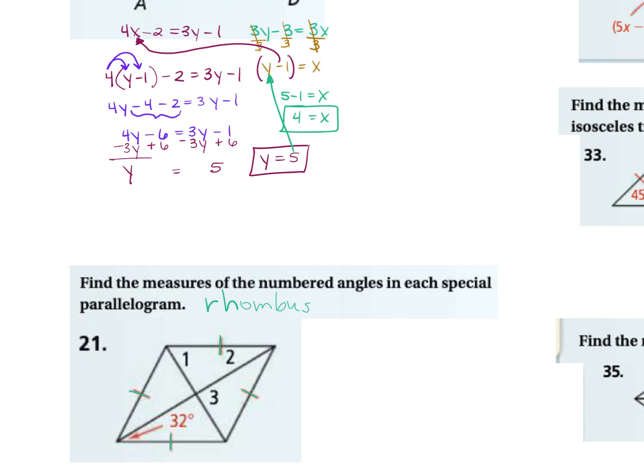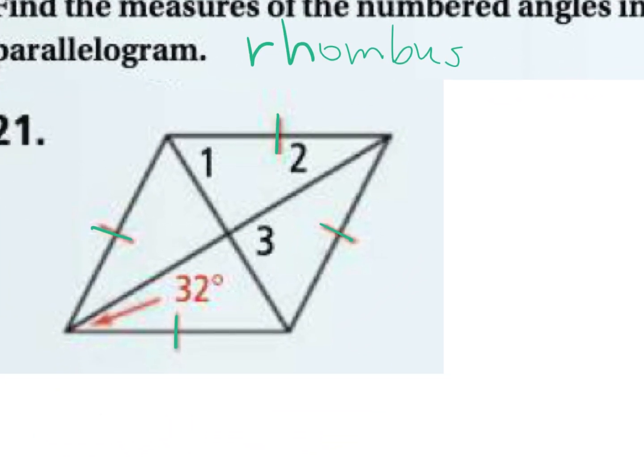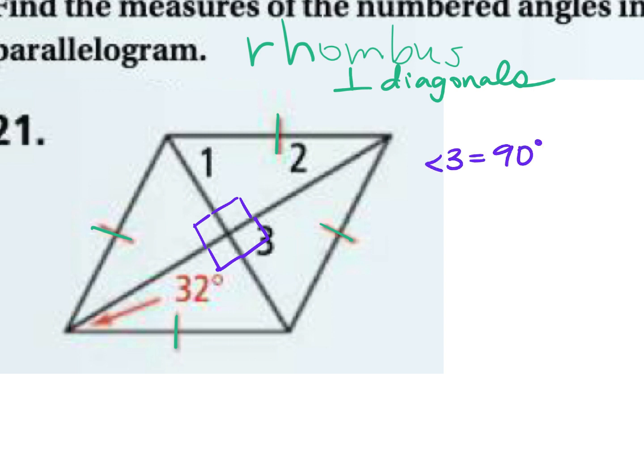Remind me what we know about rhombuses. Angle 3 is 90, right. Remember the perpendicular diagonals. The opposite sides congruent. Opposite sides are congruent, but that doesn't help us when we're dealing with angle measures. So if the diagonals are perpendicular, then every one of these is 90, right? So angle 3 is 90 degrees, okay?